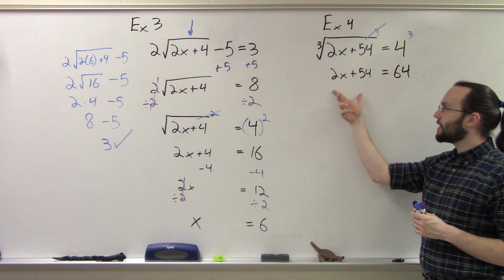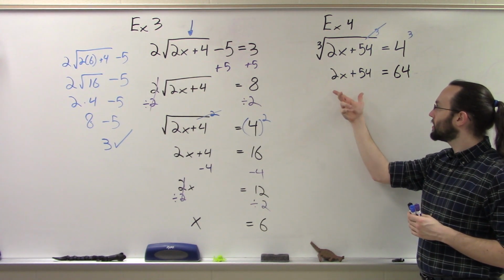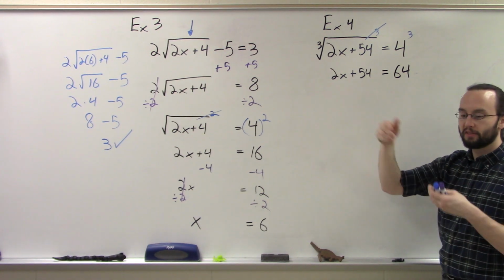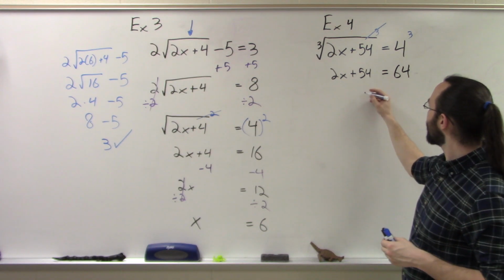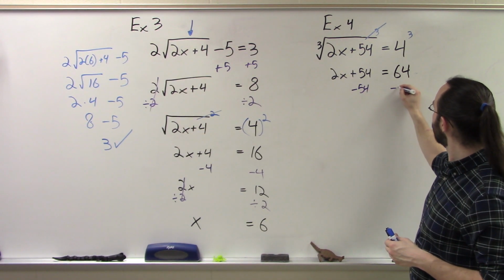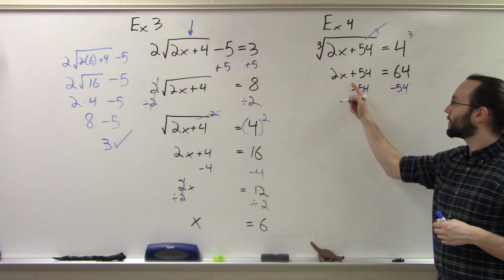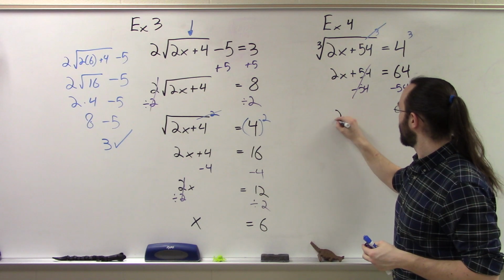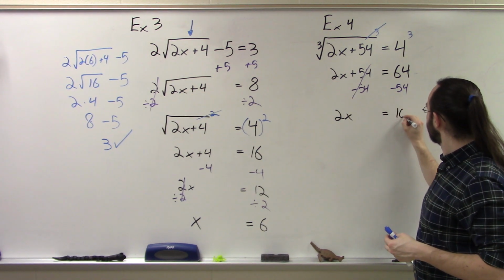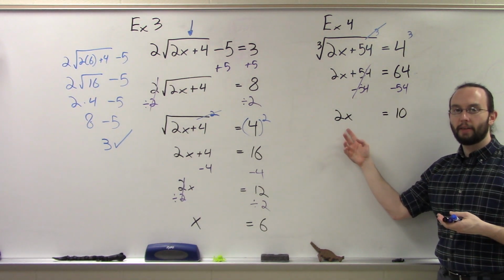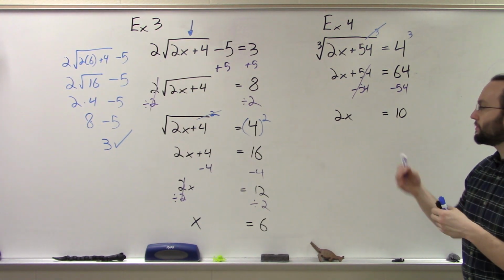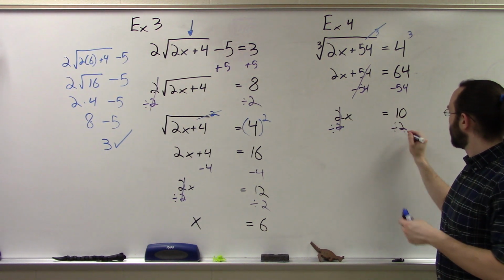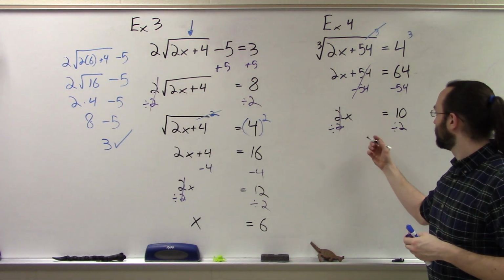So like the previous example, now I have another linear equation here. 2x plus 54 equals 64. Solving that is 2 steps. There's an addition, so it's a subtraction, minus 54, from both sides, and we'll get rid of the plus 54. We'll get 2x equals 10. And to get rid of that 2, the inverse of times 2 is divide by 2. So x is going to be 5.